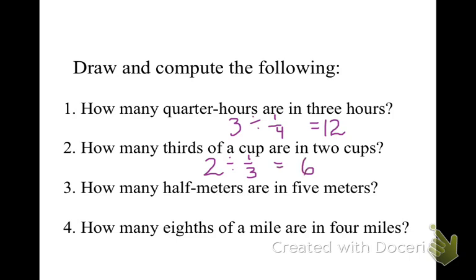How many half meters are in 5 meters? 5 divided by a half is equal to 10. And finally, how many eighths of a mile are in 4 miles? 4 divided by an eighth is equal to 32.